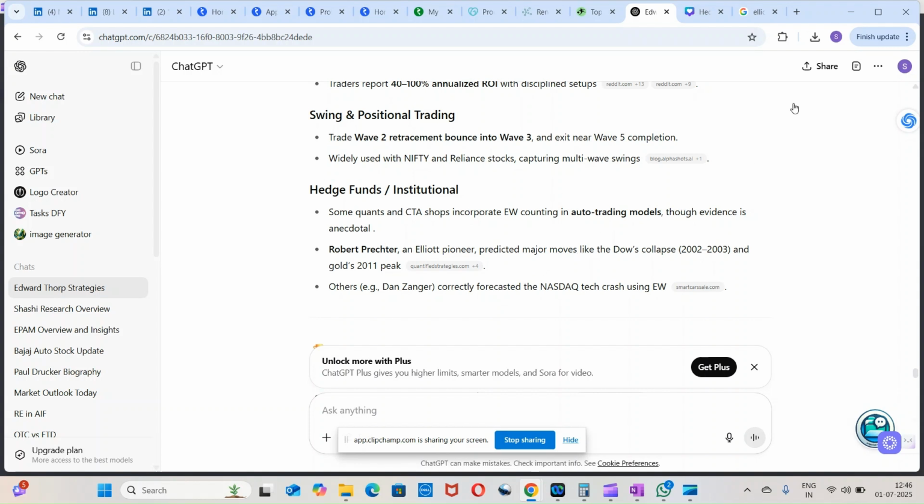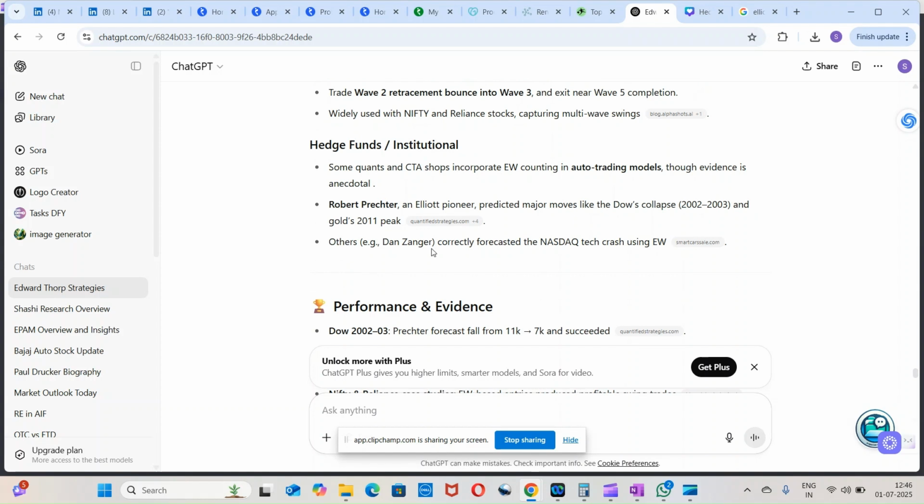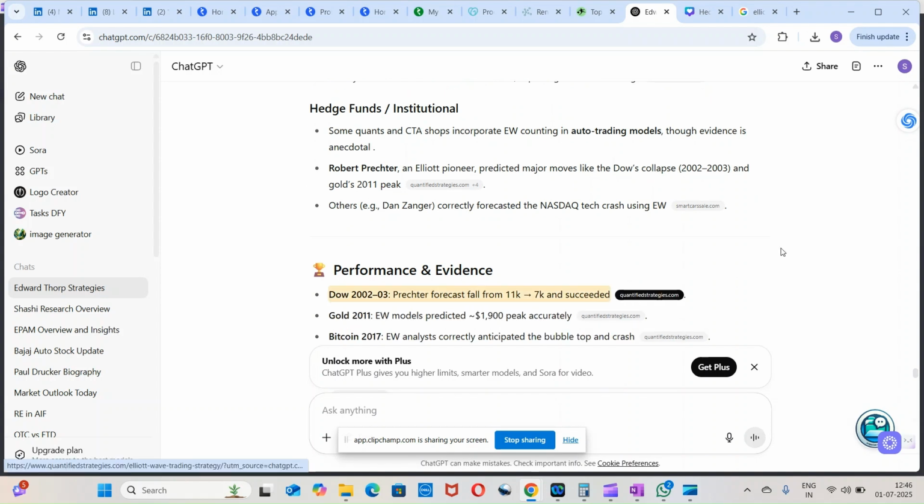There was a repeatable pattern happening, and it came out of 75 years of stock market data. So Robert Prechter, an Elliott pioneer, predicted major moves like the Dow's collapse in 2002-3 and gold's 2011 peak. Others, like Dan Zanger, correctly forecasted the Nasdaq tech crash using Elliott waves. That's the beauty of it. You can forecast things, and there is some level of certainty to these models.